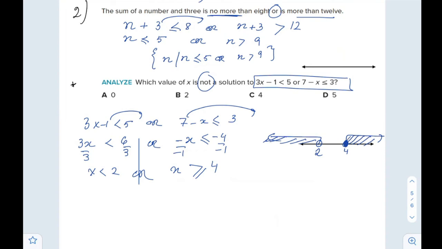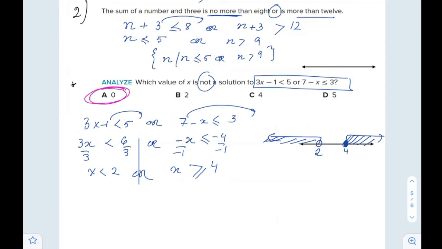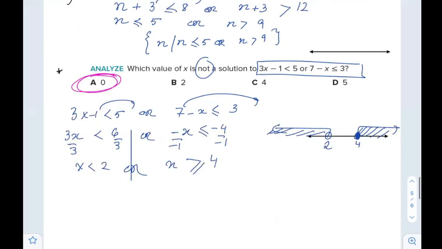Now let's see where the solution is here. The solution is either more than or equal to 4, or less than 2. Let's check one by one. The 0. Is the 0 in our solution? Is the 0 in this region? It's or, right? So it is less than 2. So is it in the solution area? Yes, it's somewhere here. So it's correct.